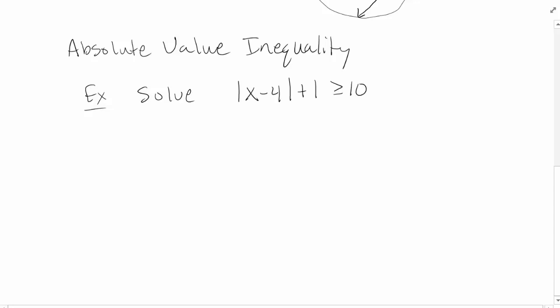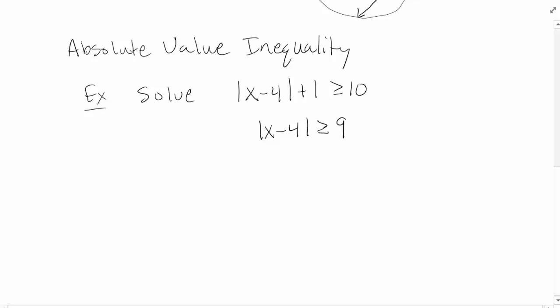What you want to do first on these is to isolate the absolute value, so that plus 1 is kind of in my way. So let's subtract 1 from both sides. So the absolute value of x minus 4 is greater than or equal to 10 minus 1, which is 9. So I want to know when is the absolute value of x minus 4 greater than or equal to 9.